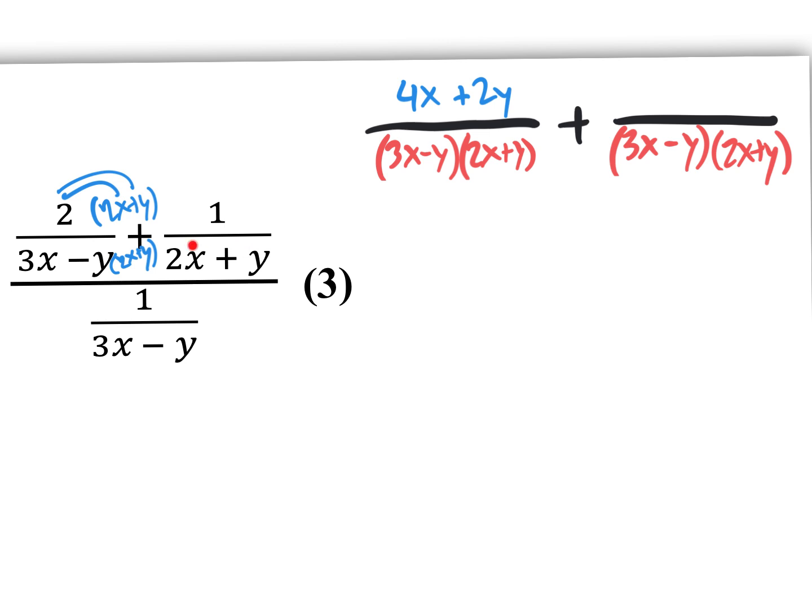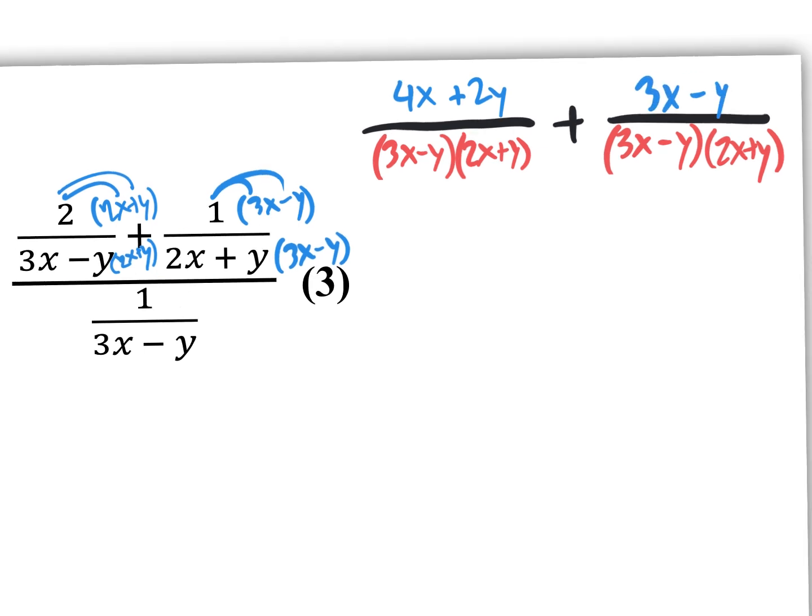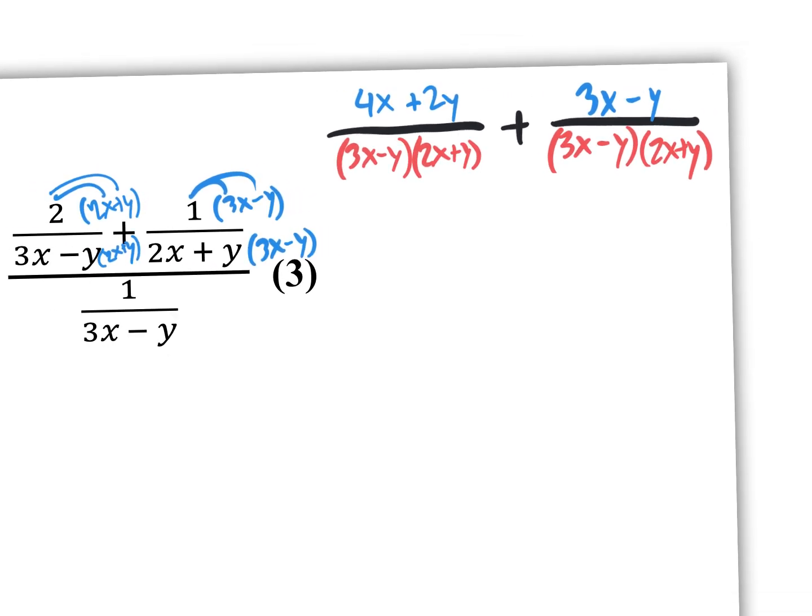And then you ask yourself, what do you do to the 2x plus y to get a 2x plus y times 3x minus y? Well, you're going to have to multiply by 3x minus y. So you multiply both top and bottom by 3x minus y. And if you distribute the 1, you're going to get exactly that, 3x minus y. So now that we have a common denominator, now we're able to actually add these two fractions together. And the answer will be over that common denominator, 3x minus y times 2x plus y.